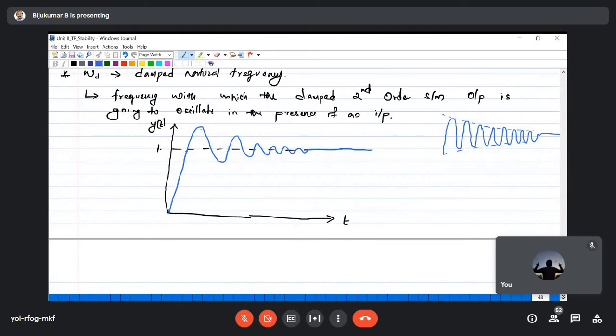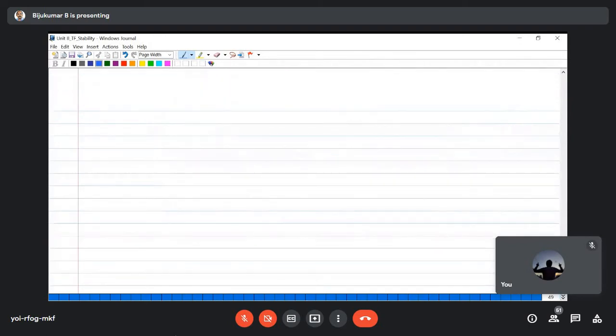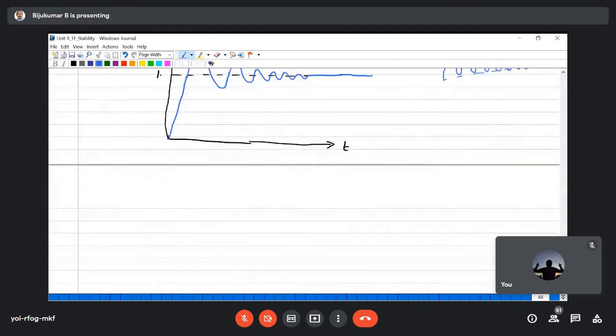Okay, and in this part you can see that here the output is going beyond the steady state value. This is called overshoot of the system. Okay, from this we can extract some points and some technical specifications also. So next we will discuss the time domain specifications of the damped second order system.